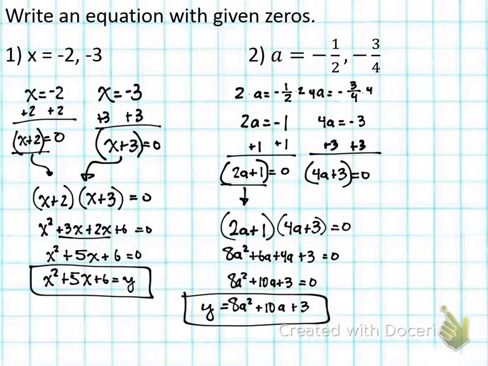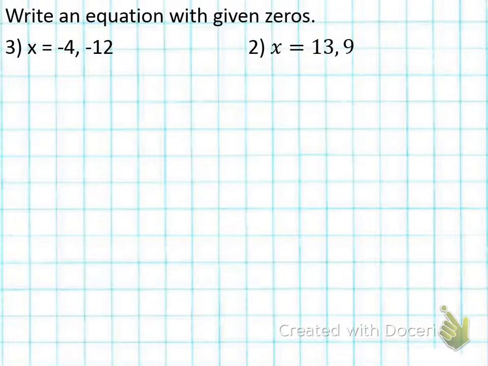Okay, so continuing on here. Let me do a few of these together. Number 3. We got x is equal to negative 4 and negative 12. Let's start this one up together. Okay, so turn to your neighbor to describe what you would do first. What's the first step you would do? Turn to your neighbor, talk to them. Okay, so what's the first thing, everyone, we're going to do?